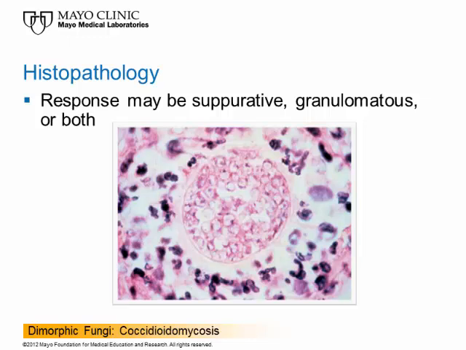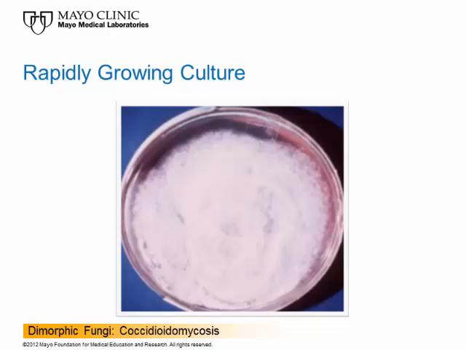This is an example of a biopsy. This is the H&E stain showing you a large spherule containing numerous endospores, and the H&E stain shows them pretty well. You can see it also on a methenamine silver stain well.